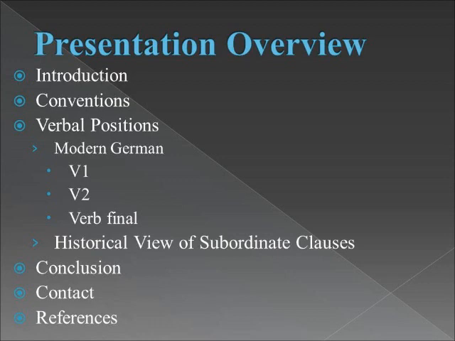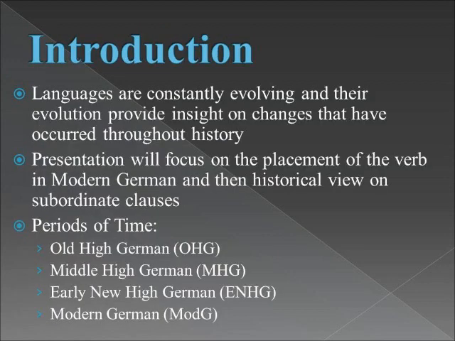So I'm going to start off with modern German, and I'm going to discuss how there are different positions for the verb to occur in. So it can either be at the beginning of the clause, it can be a V2 element, that is to say that it's the second element, or it can also be verb final, which means that it's actually at the end of the clause. And then I'm going to be providing a historical view of subordinate clauses, as well as looking at different positions that the verb can occur in historical time periods of German, before moving on to the conclusion and, of course, contact and references.